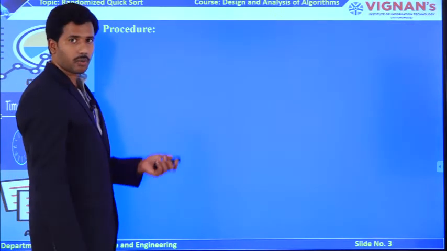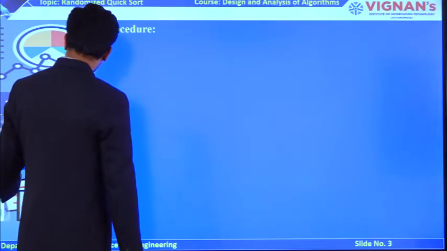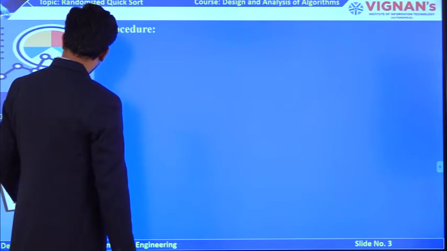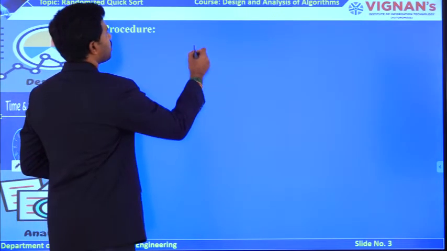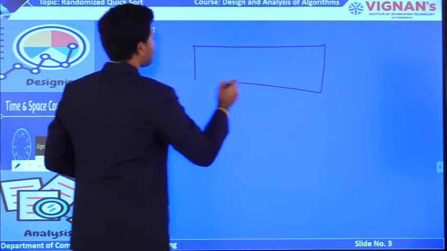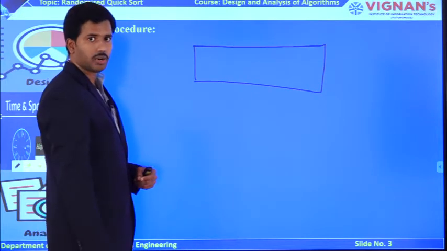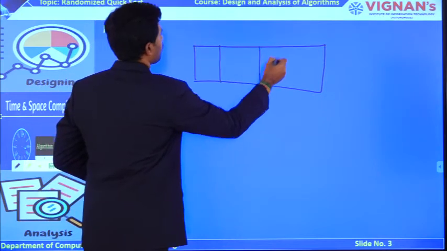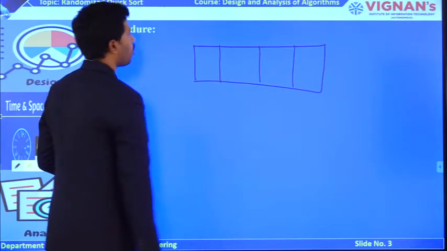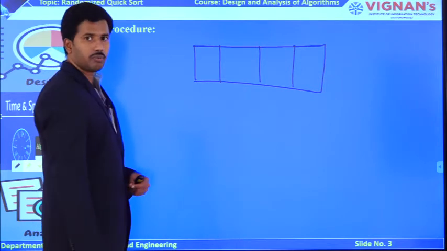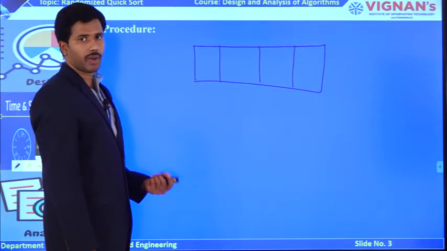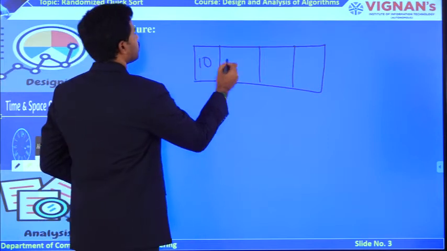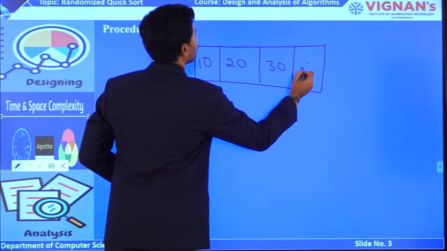Okay, let's discuss the procedure. Before the procedure, just tell me, why does the normal quicksort produce the worst case with a time complexity of order of n square? The worst case time complexity of quicksort is going to be order of n square if the input array is already sorted, like 10, 20, 30 and 40.